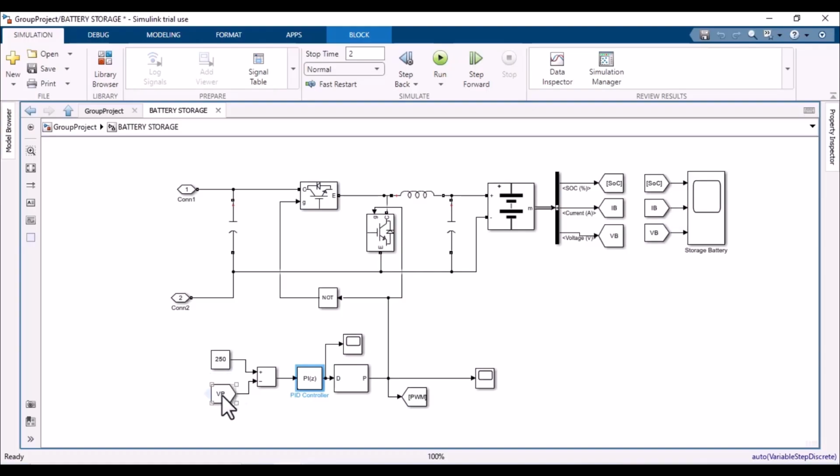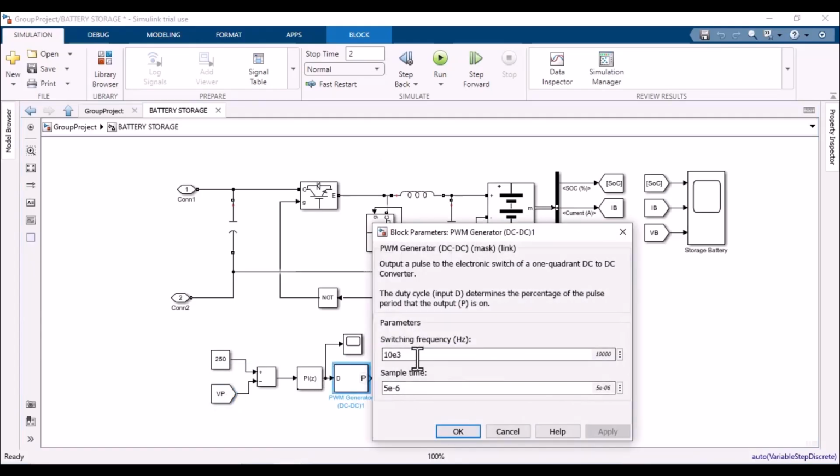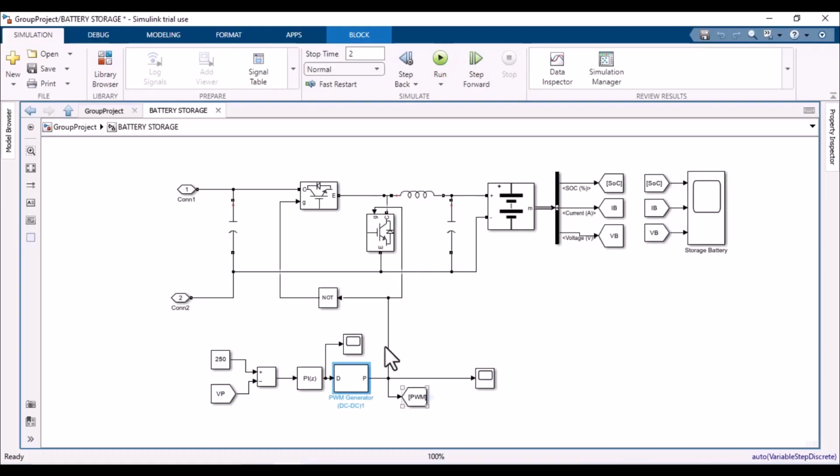The 250, actually this value will be adjusted, and it will be compared with the VP value. So the VP value is actually at connector 1, connector 2. It's the voltage between these 2 points, and these two will generate a PWM signal after the PWM generator. So its switching frequency and sampling time is adjusted, and this will generate a PWM signal that will move to this IGBT and, in NOT form, to the second IGBT. So either this IGBT will be on or the second one will be on using the NOT gate.